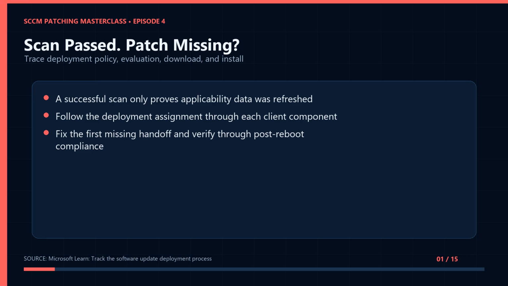The software update scan completed successfully, but the expected patch is missing from Software Center, remains at 0%, waits forever, or never installs. A green scan is only one checkpoint. This beginner masterclass follows the next chain: deployment policy, available time and deadline, deployment evaluation, update applicability, content location, download, maintenance window, installation, restart, and final compliance.